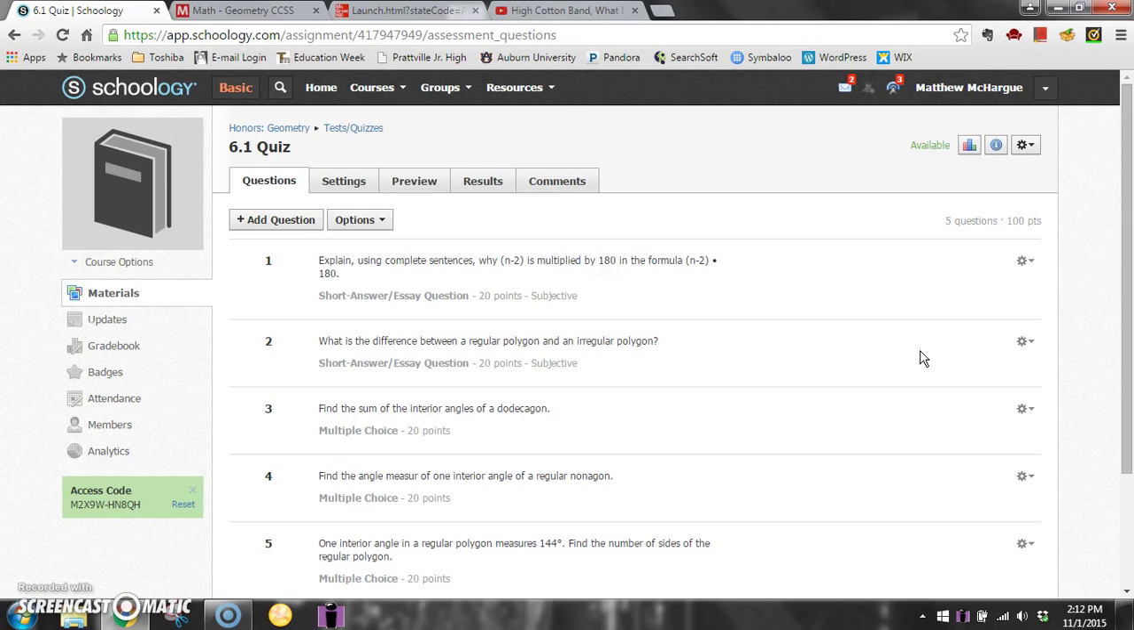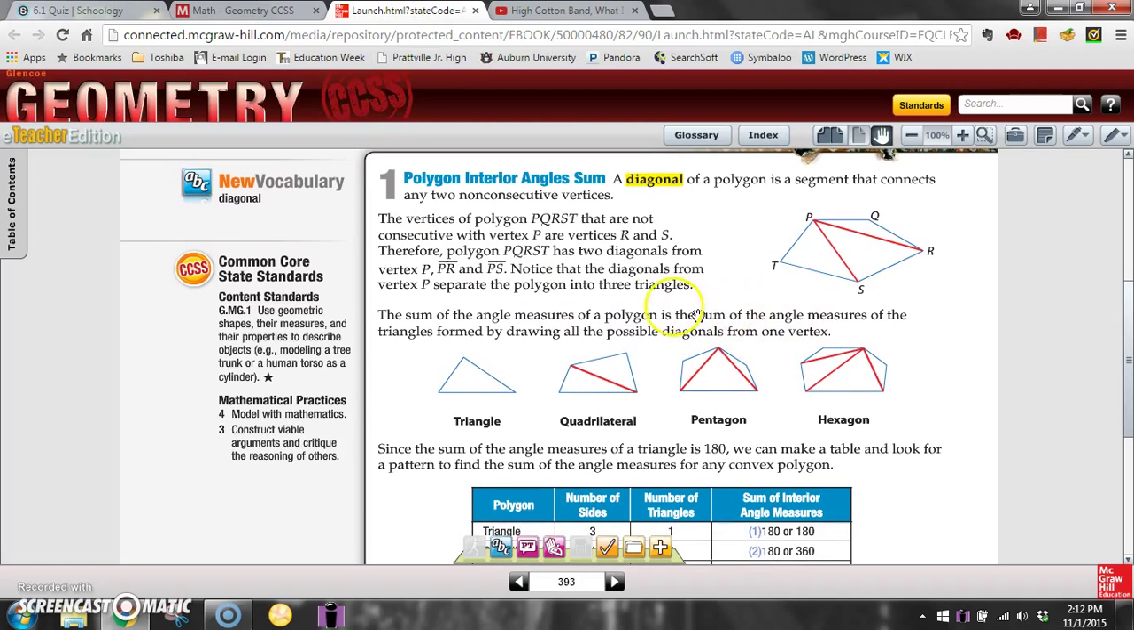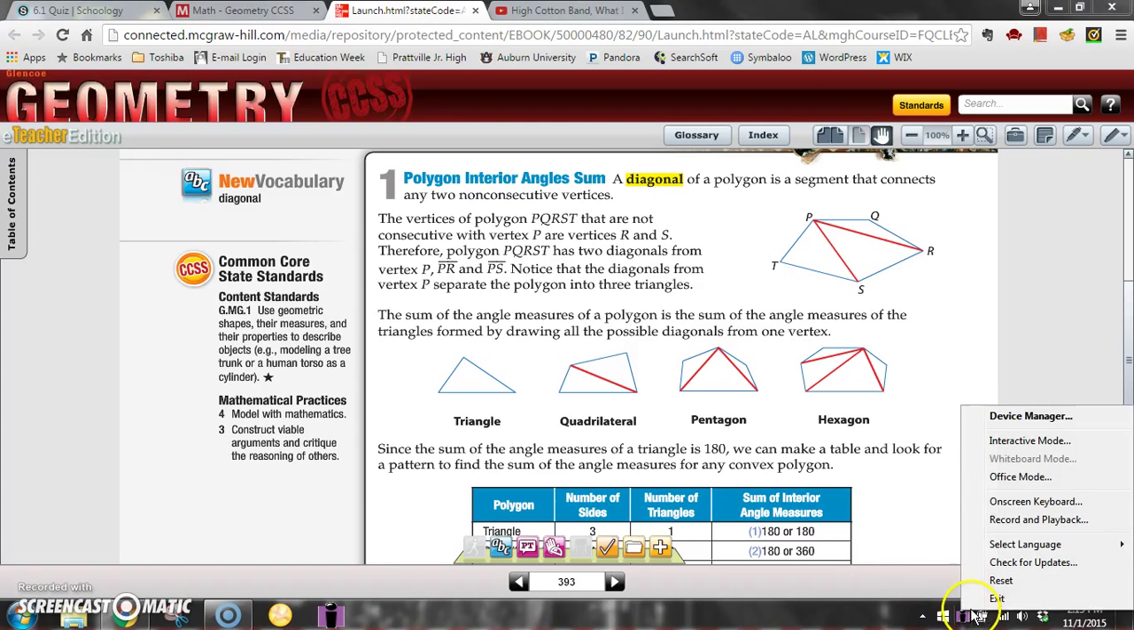All right, so number one here: explain using complete sentences why n minus 2 is multiplied by 180 in our interior angle formula, n minus 2 times 180. What I was really looking for here was that you referred back to what we talked about in our notes right here. We're taking any polygon and drawing all possible diagonals from one vertex. This splits a polygon into triangles. Each polygon will be split into a different number of triangles.